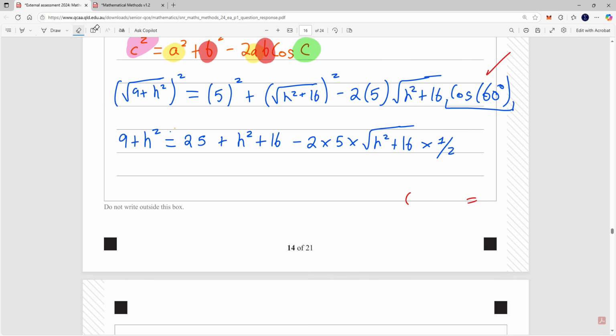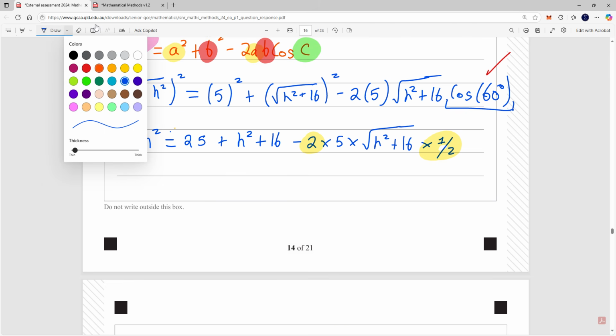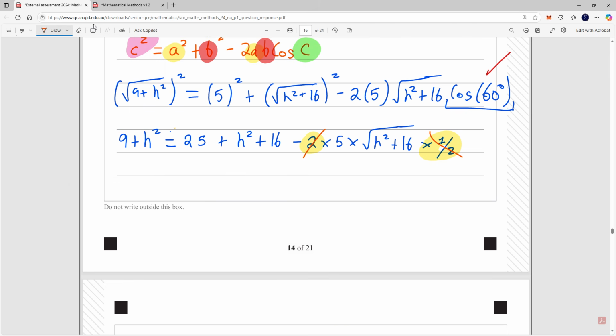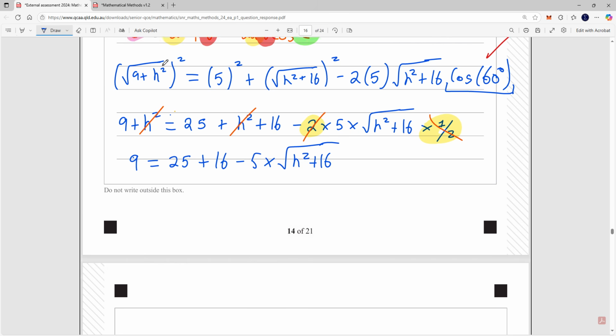Let's rub this stuff out now. Obviously show all your working, don't do what I'm doing and write outside the box. Anyway, now let's try and simplify this. I can clearly see I have a 2 multiplying this and multiplying a half. Those can cancel out because times by 2 and times by a half are opposites. I've also got h squared plus on both sides, so that can cancel out with that there. What I'm left with at the moment is 9 equals 25 plus 16 minus 5 times square root h squared plus 16. That's going to be quite easy to solve.